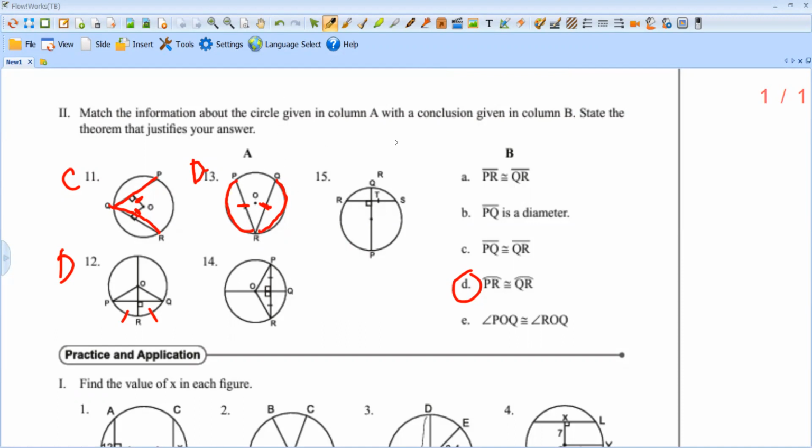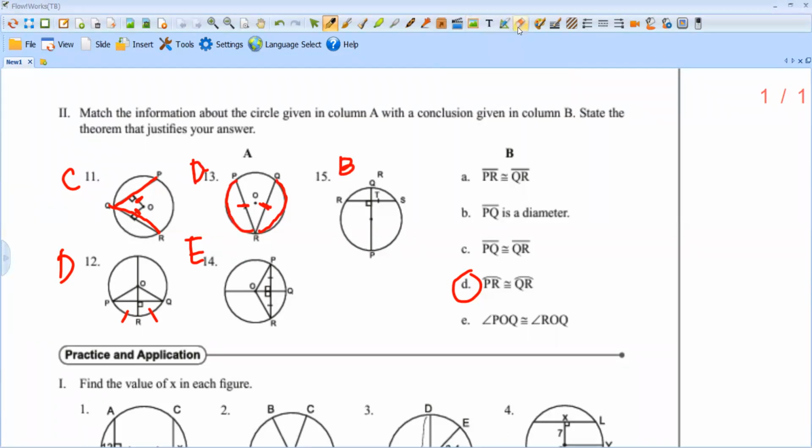Number 14. So POQ is equal to ROQ. So letter E. And number 15, then PQ is the diameter, letter B. So number 12 is letter A.